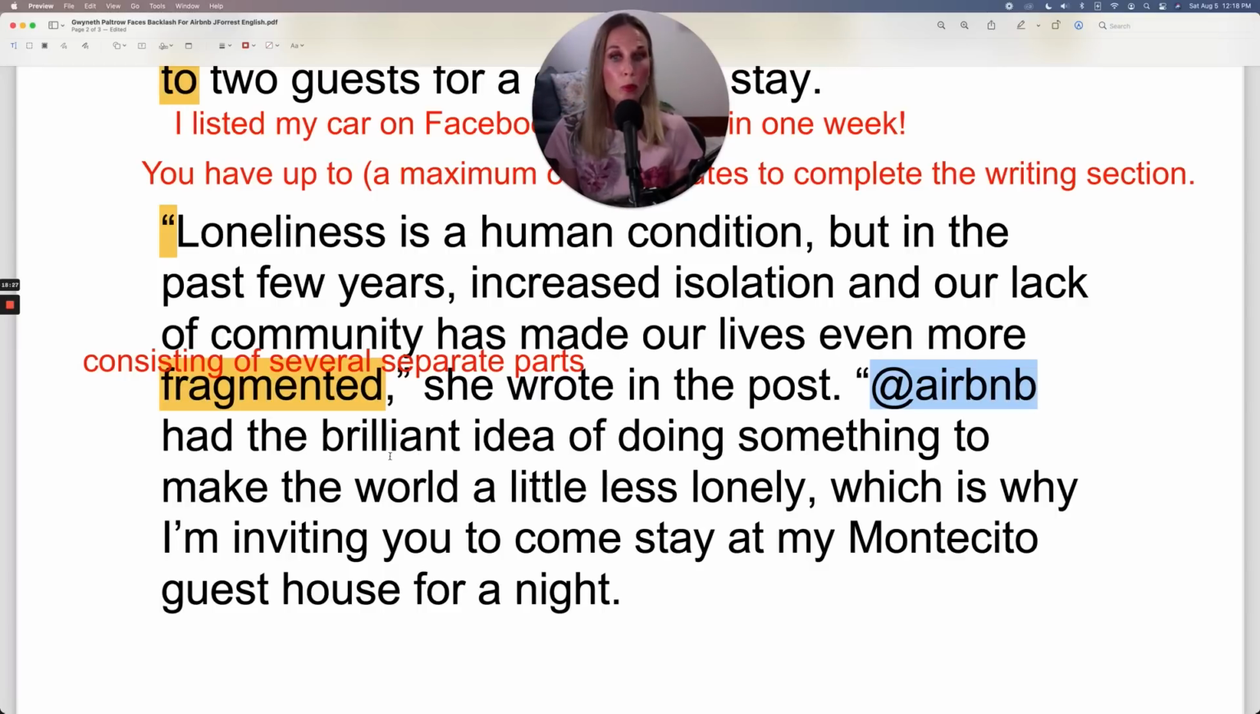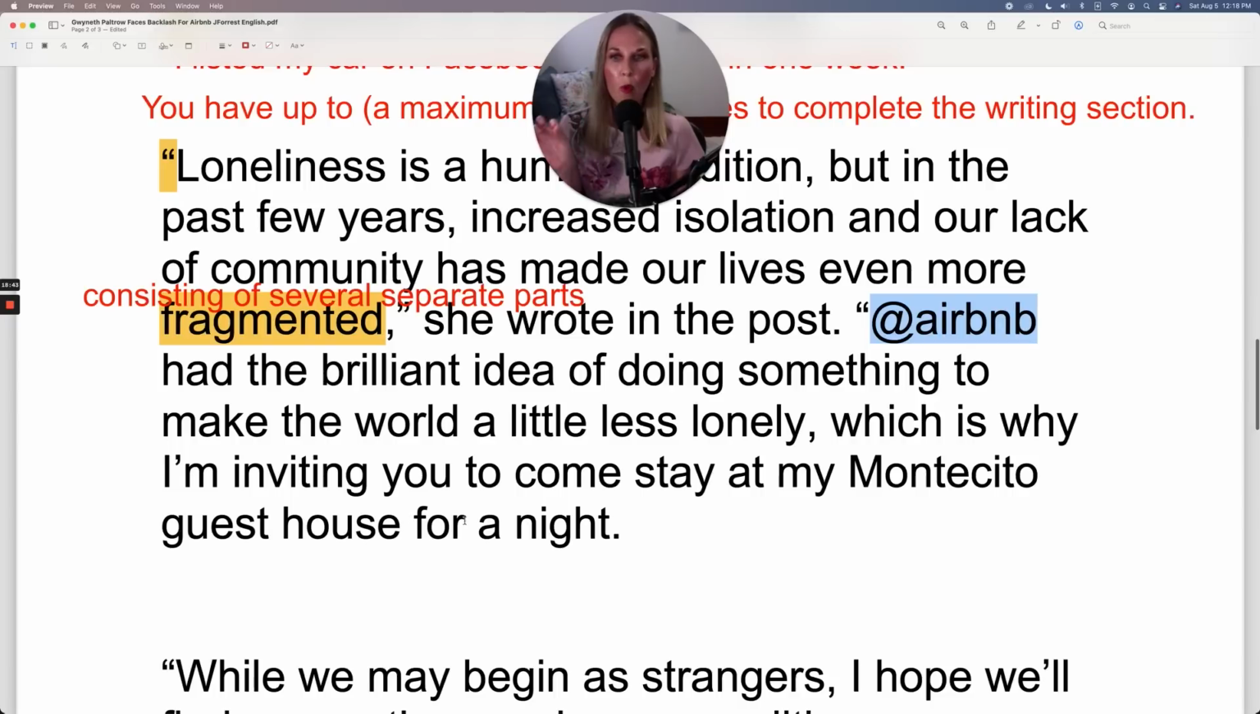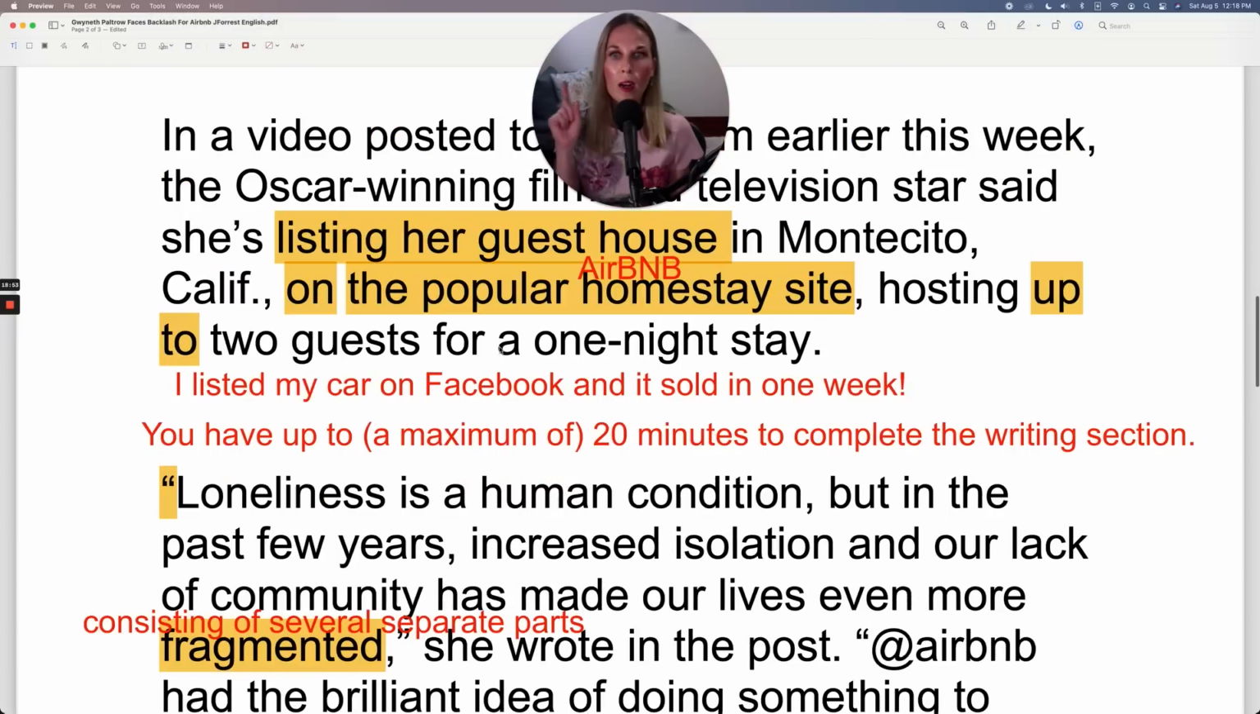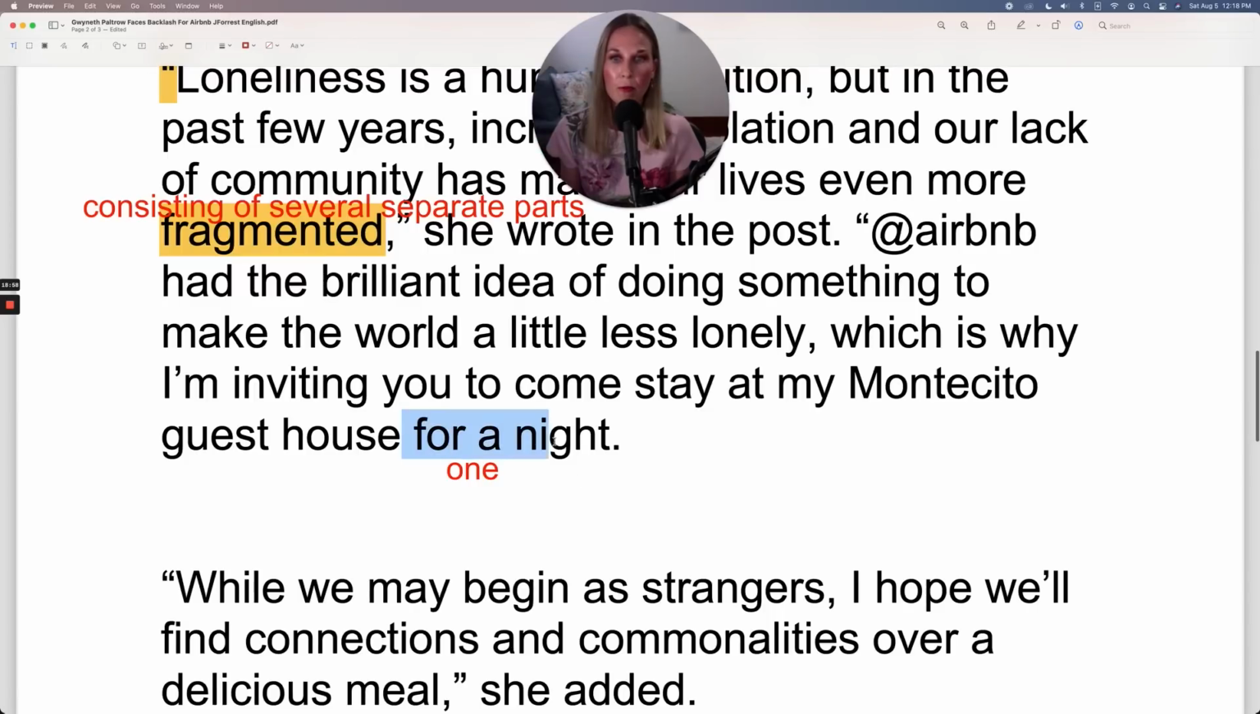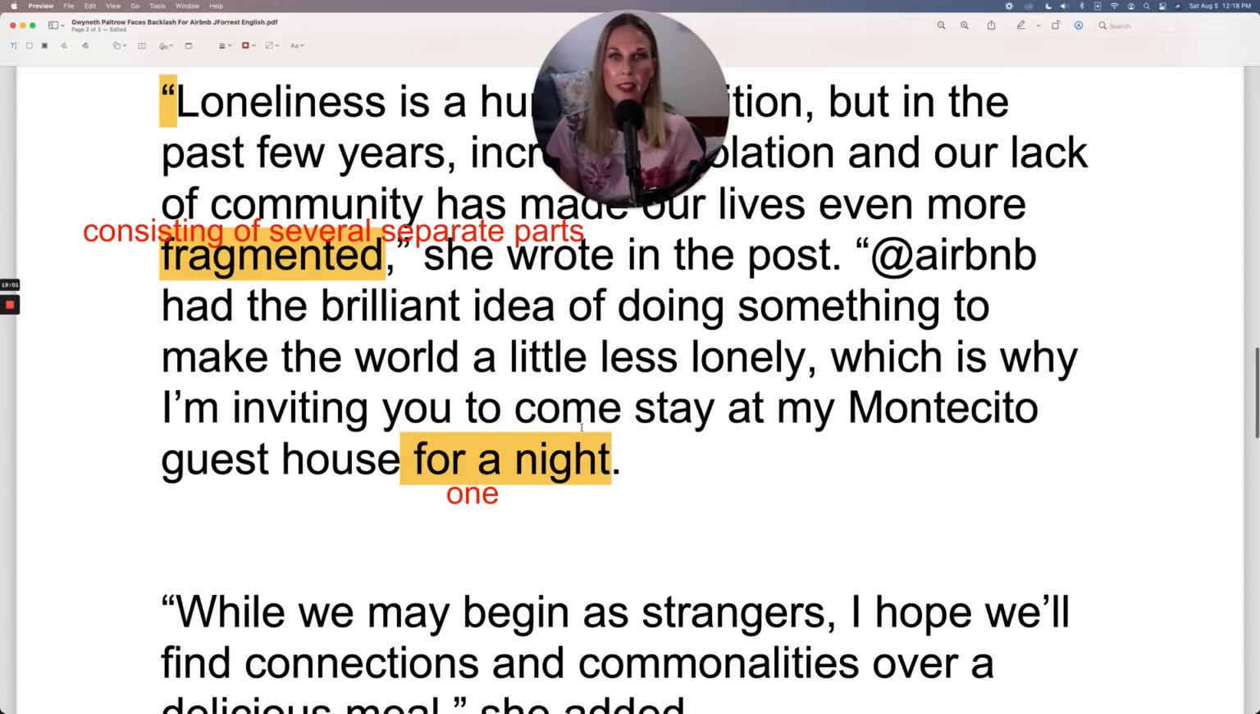Airbnb had the brilliant idea of doing something to make the world a little less lonely, which is why I'm inviting you to come stay at my Montecito guest house for a night. So remember here, for a night, a represents one. So here it's for a night, come stay for a night, or for a 1-night stay. So these are different ways of saying the exact same thing. For a night, for a one-night stay.